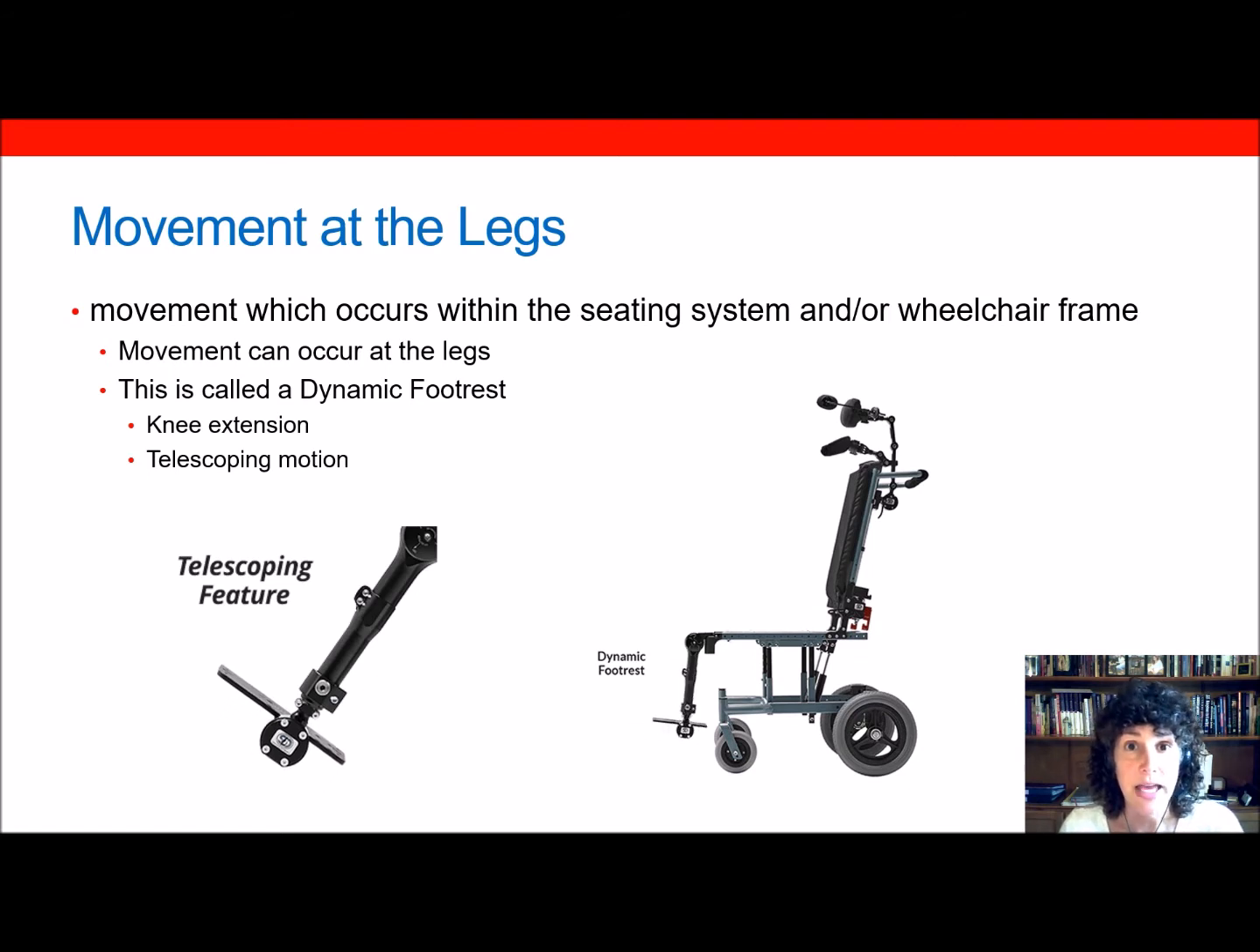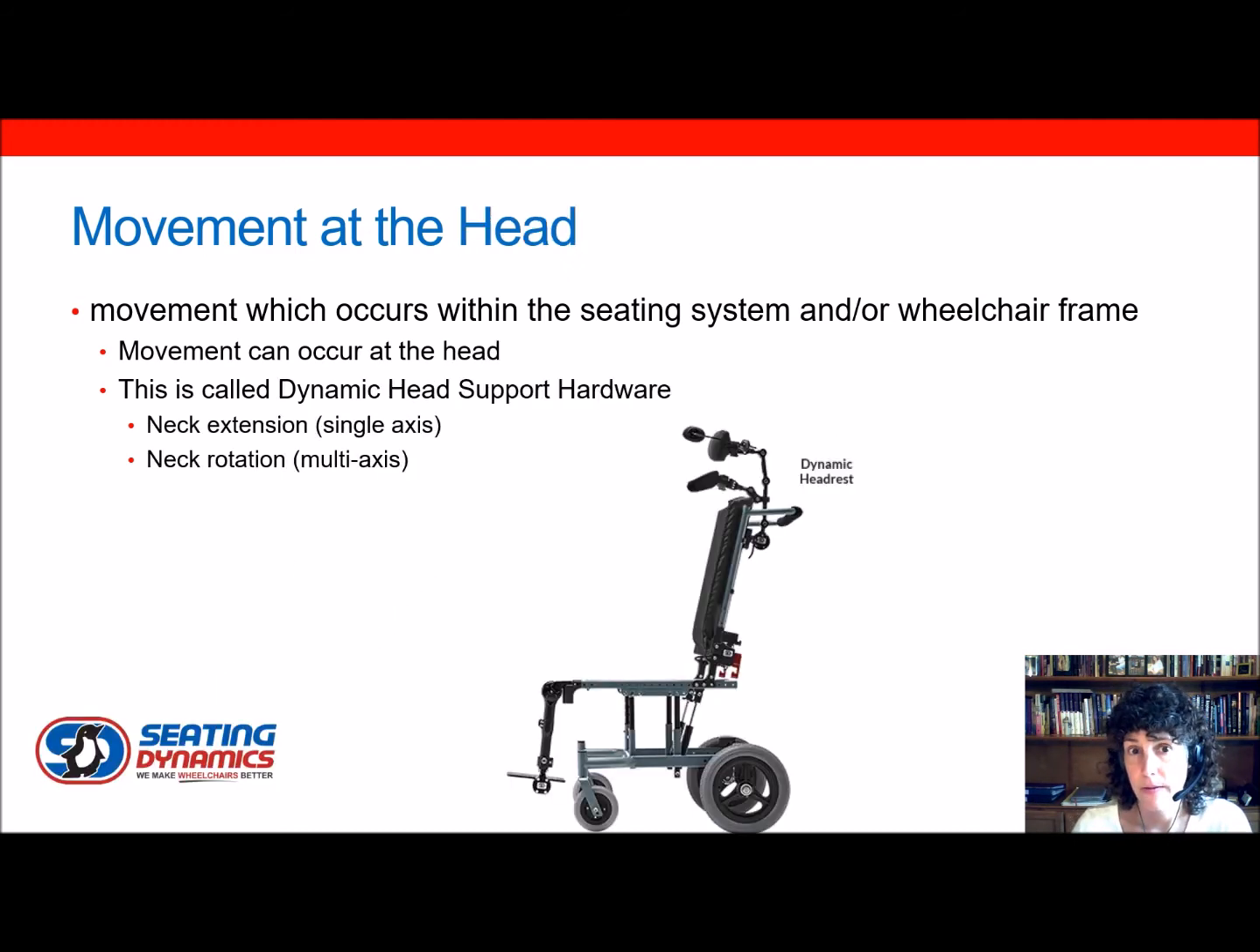Movement at the legs occurs within the seating system as well, and these dynamic components, dynamic footrests, can capture either knee elevation or knee extension, as well as a telescoping movement that occurs when the entire leg extends. And then we have movement at the head, which is captured by specialized hardware behind the head support, and that can capture either neck extension or neck rotation, depends on the component.